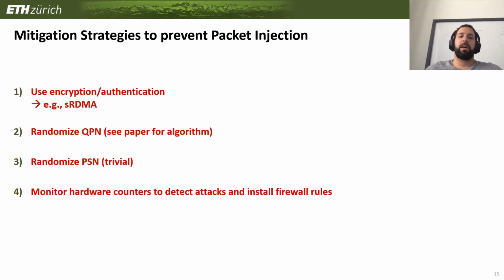To prevent packet injection, there are a number of different options. The first would be to just use encryption or authentication. One option is called sRDMA. The second option would be to randomize the QPN, and we provide an algorithm for this in the paper. The third would be to randomize the PSN, which is kind of trivial. And more modern hardware, for example the Mellanox ConnectX-5, offers hardware counters that are able to detect such attacks.